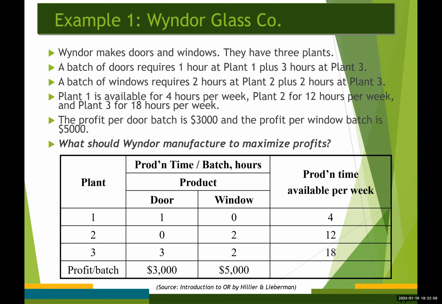And the profit per door batch is $3,000, and the profit per windows batch is $5,000. The question is, what should Window Glass manufacture to maximize their profits? Okay, so this table summarizes all of this given data.